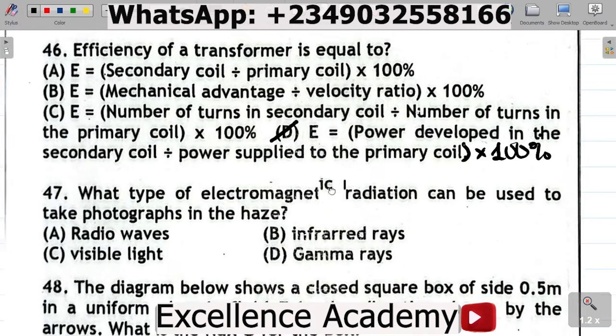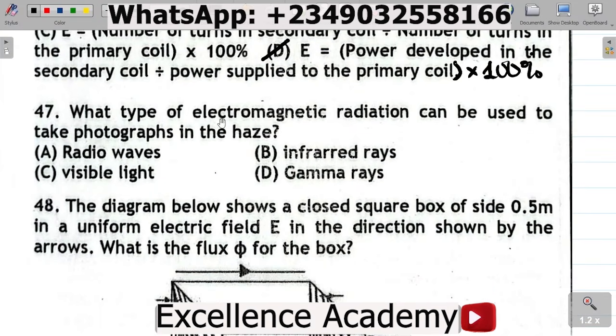Next up, question 47. What type of electromagnetic radiation can be used to take photographs in the haze? A. Radio waves. B. Infrared rays. C. Visible light. D. Gamma rays. For this question here, the correct answer is infrared. All right, infrared ray is the type of electromagnetic radiation that can be used to take photographs in the haze.